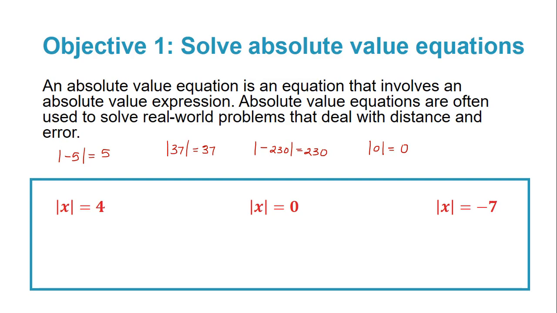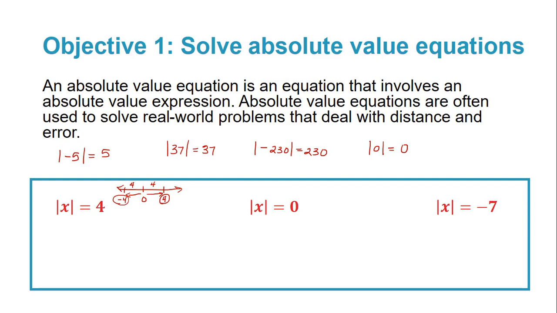Here's a very simple example, absolute value of x equals 4. That's basically telling me find all the numbers whose absolute value is 4. So when we think about a number line, this means tell me all the numbers whose distance from 0 is 4. Well, we can move to the right from 0, 4 units to get to 4. But we can also move to the left 4 units to get to -4, right?